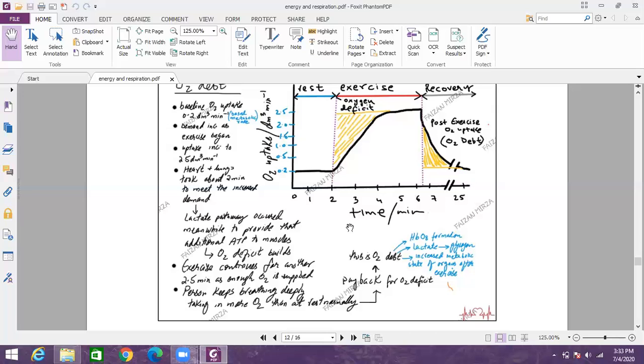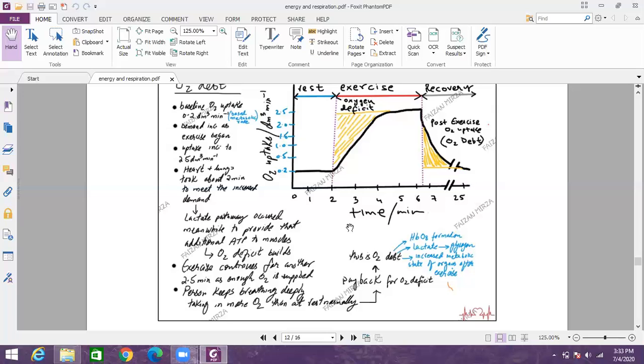Once he or she is in recovery, the muscle oxygen uptake starts to decline. Post-exercise oxygen uptake is decreasing. You can see it's gradually decreasing. Eventually by the 25th minute, it comes back to its original initial state of 0.2 dm³ per minute. Post-exercise oxygen uptake is called the oxygen debt.